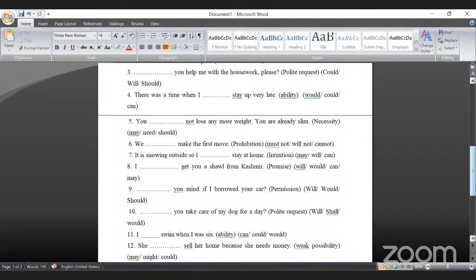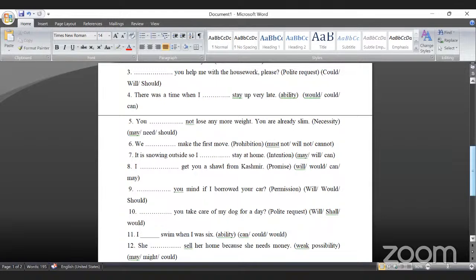Seventh one. It is snowing outside, so I dash stay at home. Intention. Will. So the moment it's intention, it has to be will. It is snowing outside, so I will stay at home. Eighth one. I dash get you a shawl from Kashmir. Promise. I will. Again, it is a promise. So will. I will get you a shawl from Kashmir.